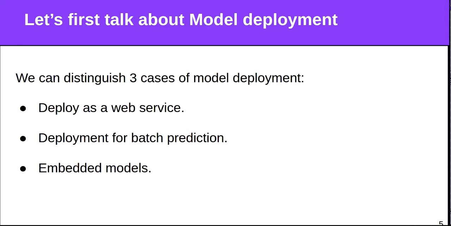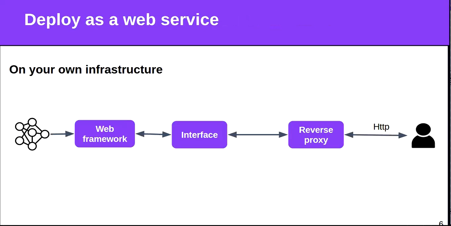So we may find ourselves in one of these three cases where we are deploying a model. The first case is deploying the model as a web service. The second one is deployment for batch prediction. And the third one is embedded models. We are going to talk in detail about each of these three cases. We might have other cases of deploying machine learning models, but I think these are the most common ones. So let's start first with deploying as a web service.